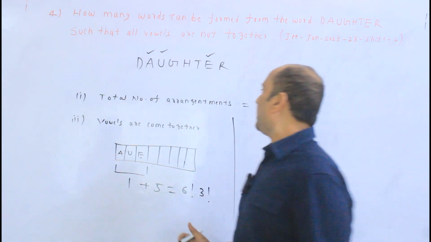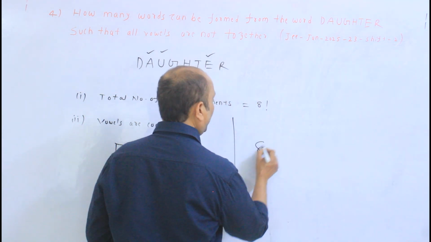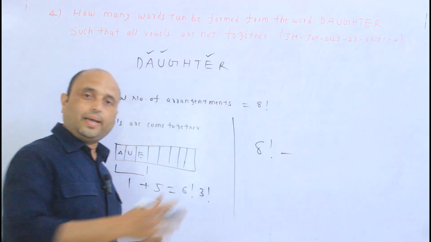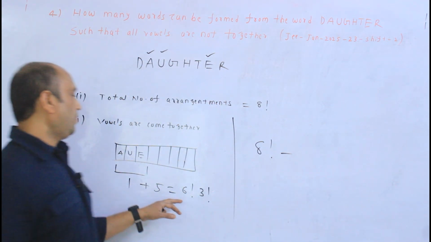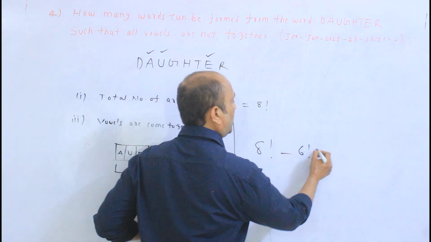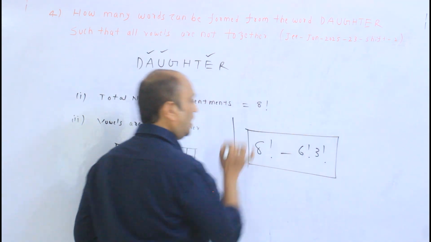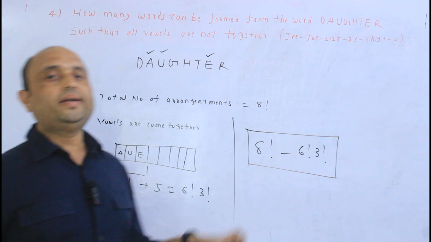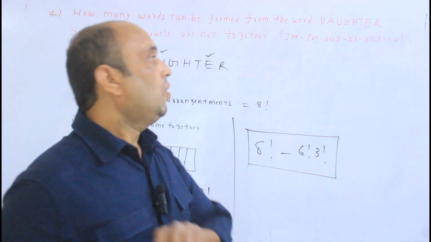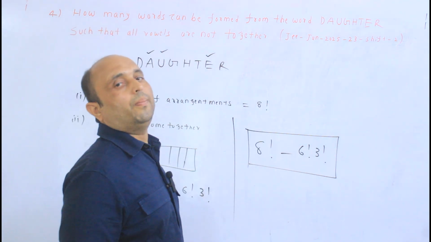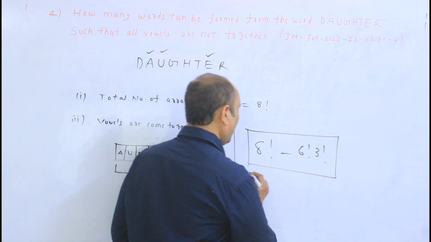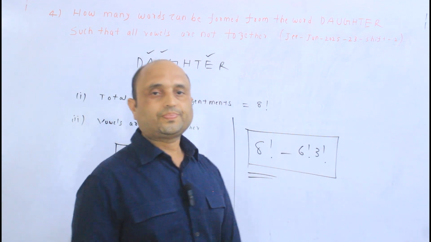So what is the total arrangement? 8 factorial minus the arrangements where vowels come together, 6 factorial into 3 factorial. So this is the number of arrangements of the word in which vowels do not come together. This is our required answer.